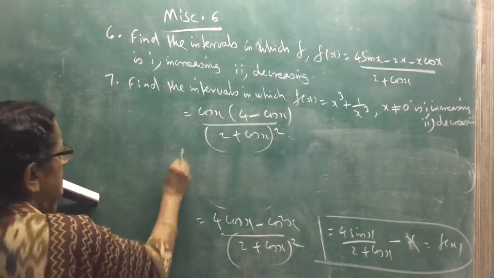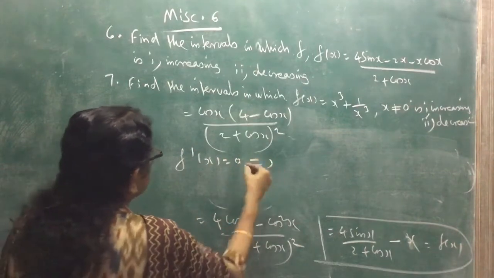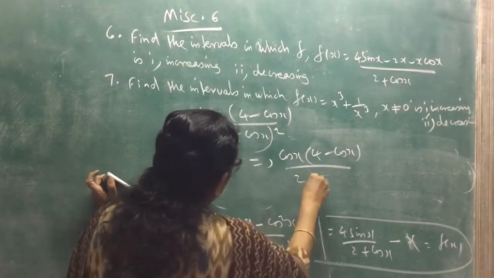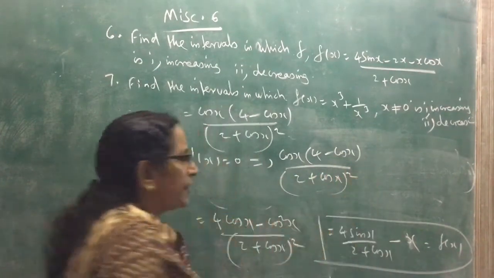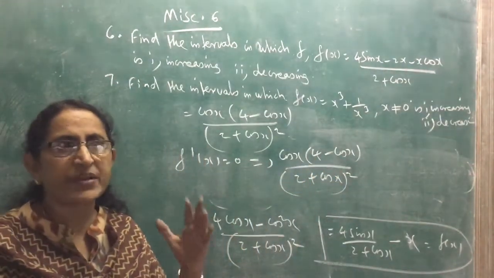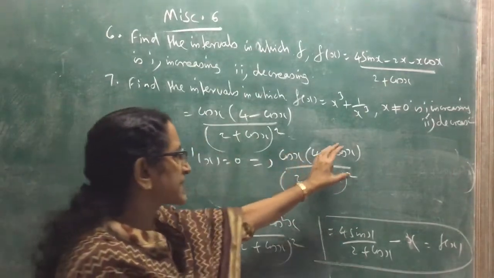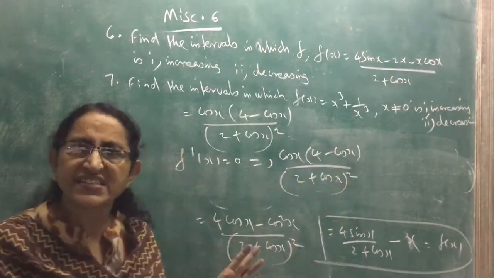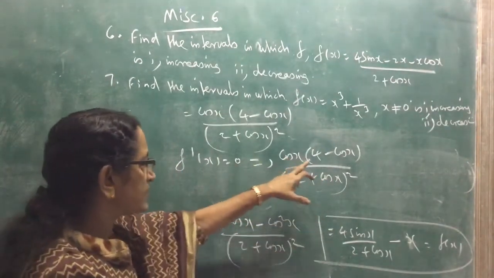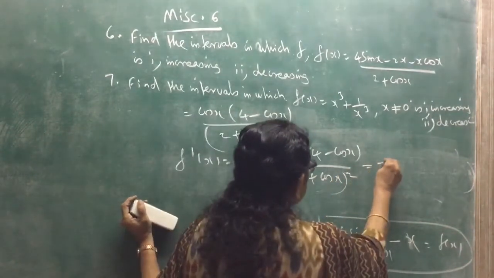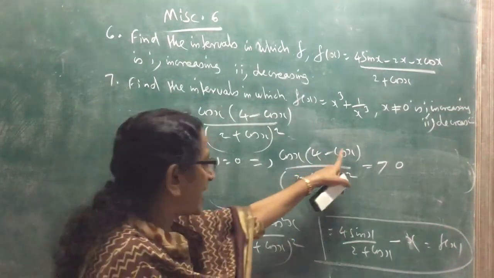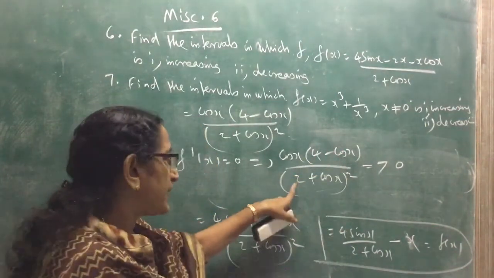So now f dash x equal to 0 implies cos x into 4 minus cos x divided by 2 plus cos x whole square equal to 0. Now see, we know cos x always lies between minus 1 and 1. So if you subtract that number from 4, that will not be 0. And here also 2 plus cos x will not be 0.